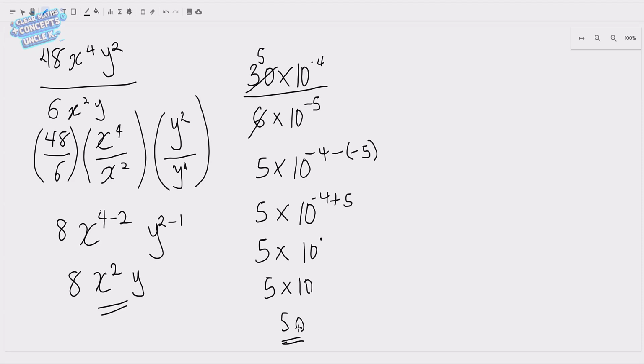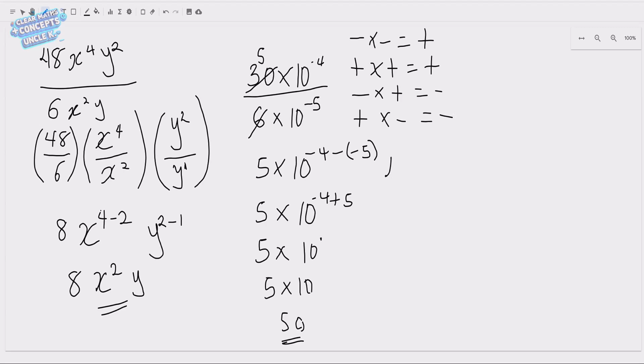Alright, by the way, let me say something about multiplying signs. In case you don't know, minus times minus will give you plus. Plus times plus will give you plus. Minus times plus will give you minus. Plus times minus will give you minus. So it's as simple as that.